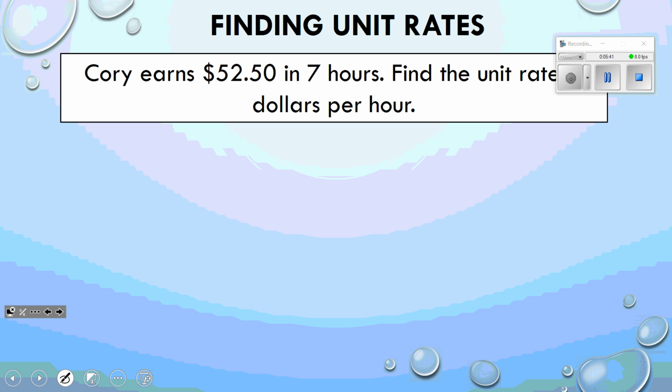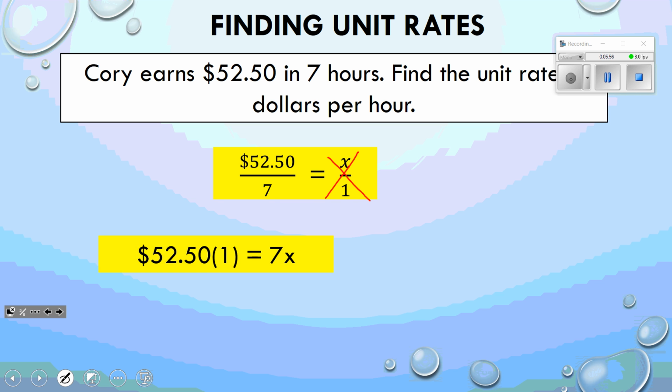Since it's unit rate, there's really no reason to put this side of the proportion because you're just going to be dividing by 7 anyway. So you take your calculator, you set up your ratio like this. Take your calculator, go $52.50 divided by 7, and we're going to round it to the nearest cent, $7.50 per hour.